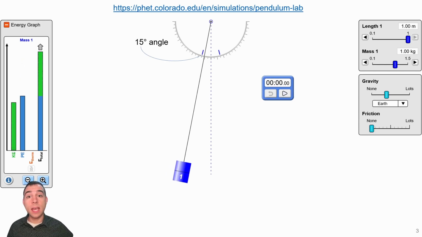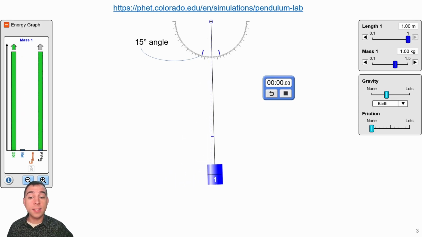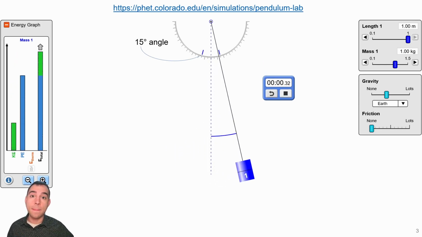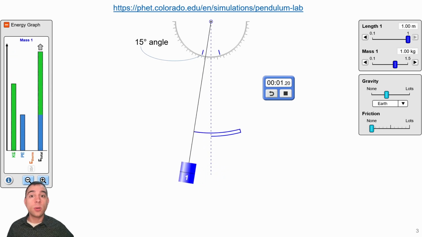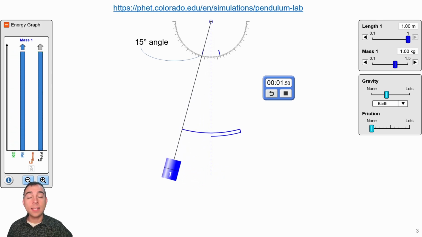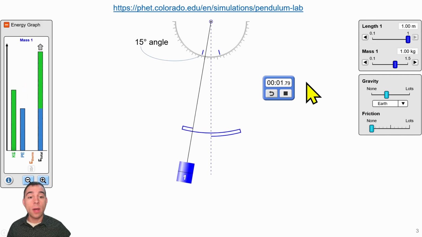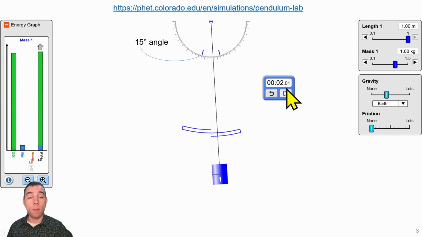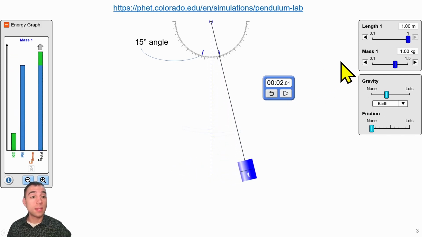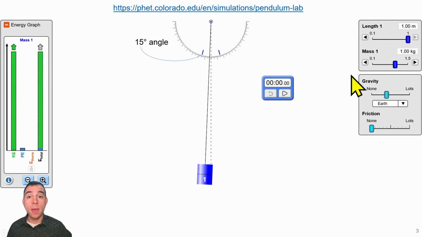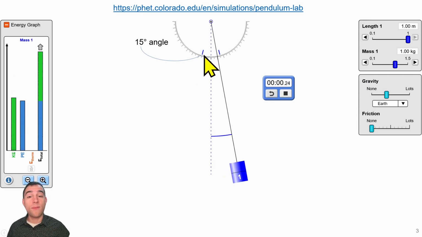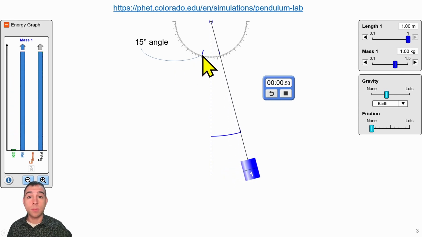So here we see an example of a simple pendulum. The oscillation will start as it passes that midpoint. We see that it moves to the right, past the midpoint one more time, and then back to the left. And this oscillation takes place over about 2 seconds. That's our period for that oscillation. This is for a string that is 1 meter long with a mass of 1 kilogram and an initial amplitude of 15 degrees, as you can see shown on this protractor.